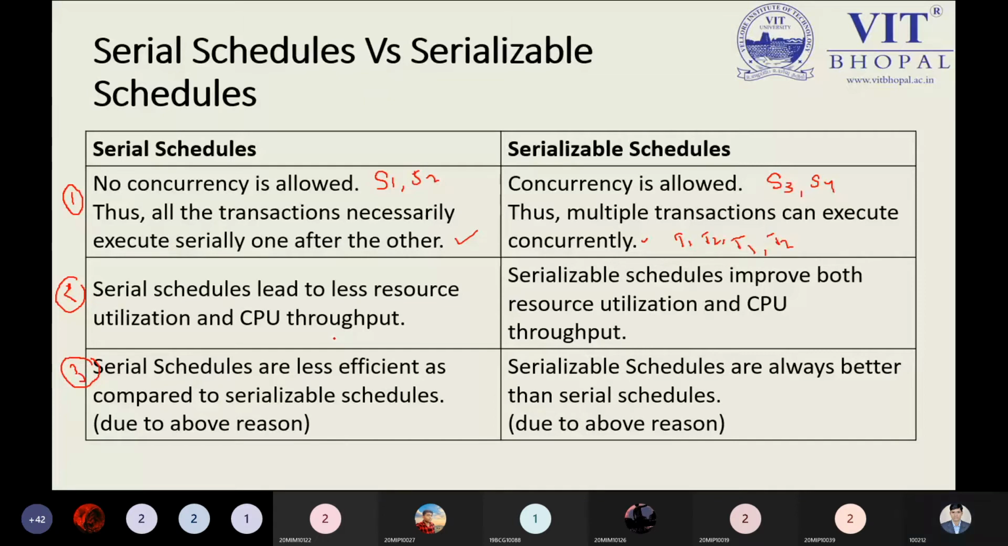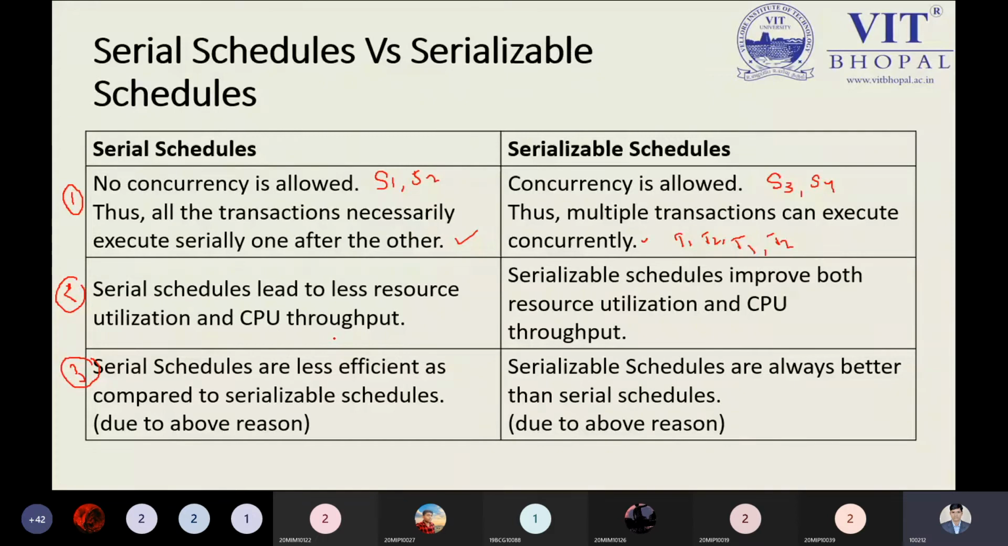Serial schedules cannot have concurrency. Yes, of course, S1 and S2 are our examples. In the serializable, we have the concurrency. Because of concurrency control, we have to understand serializability. We are trying to understand serializable schedules due to concurrency control, concurrent execution of the transactions. In serial schedules, the transactions necessarily execute serially one after another. But in serializability, multiple transactions can execute concurrently: T1, T2, then T2, T1, T2.